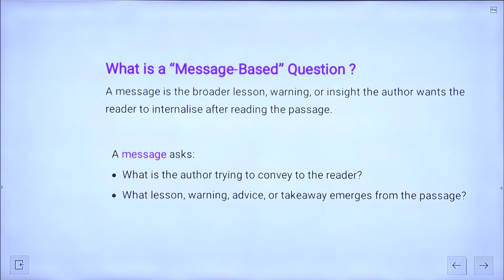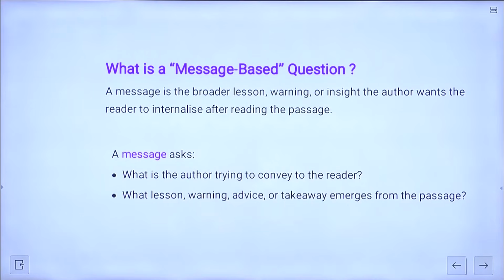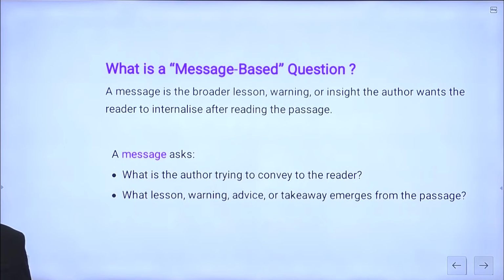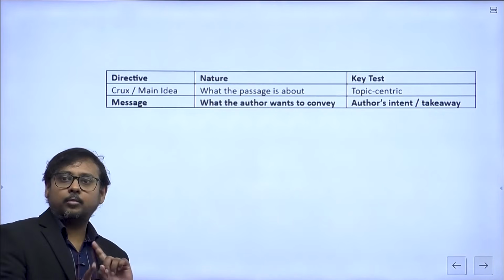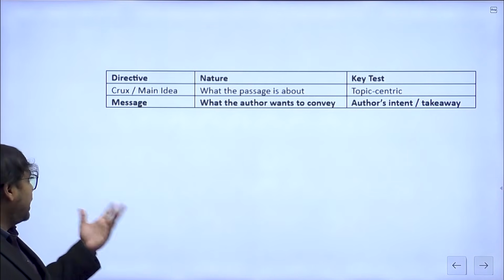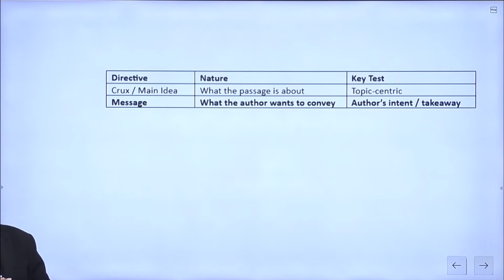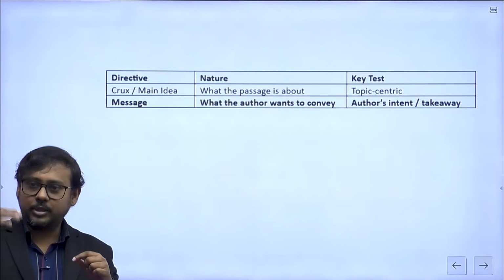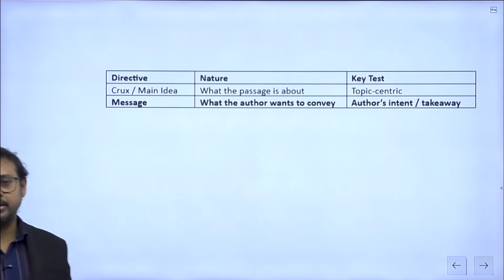A message asks what the author is trying to convey to the reader, what lesson, warning, advice or takeaway emerges from the passage. But this is it. So as I said, what is the difference between crux and message? In the case of crux or main idea, what is the passage about? It is topic-centric, in the sense of the particular theme which is getting repeated again and again. And in the case of message, it is what the author wants to convey.